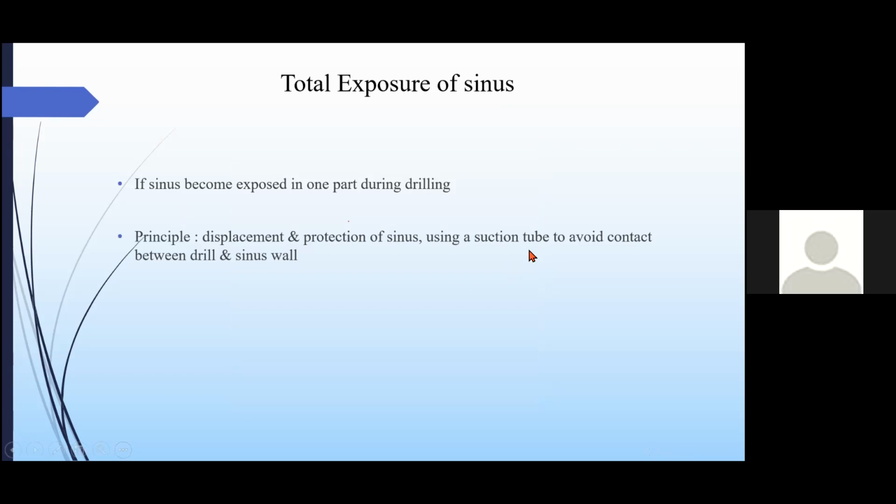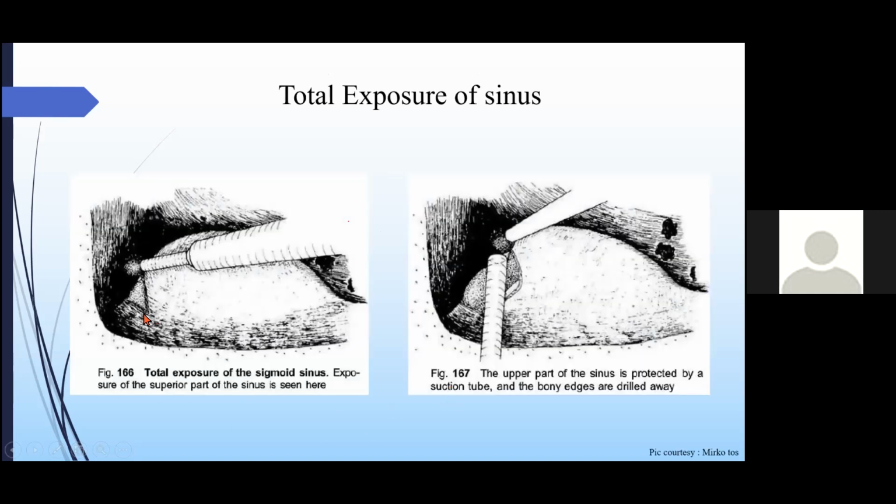Another exposure method is total exposure. Sinus should be totally exposed only in certain situations which I described previously, and this is adopted when the sinus becomes accidentally exposed in one part during drilling. So one has to do the same thing. We have to displace and protect the sinus using a blunt instrument and avoid any contact with the instrument, and we can carry on drilling the further sigmoid plate, right?